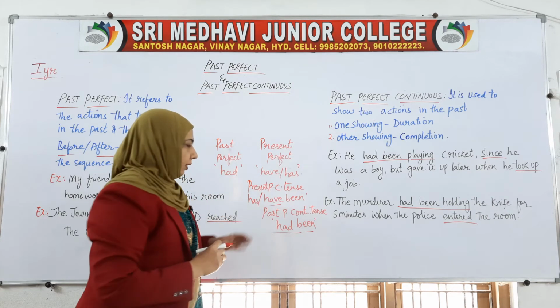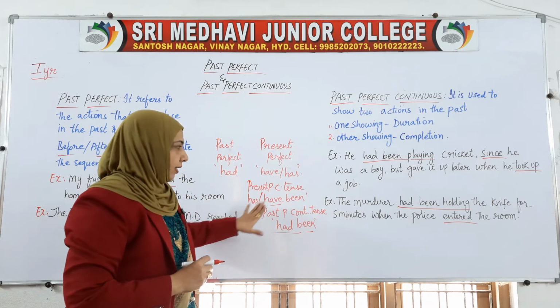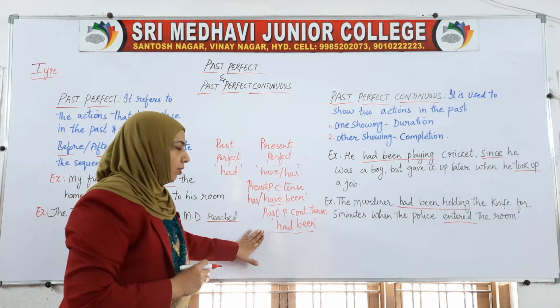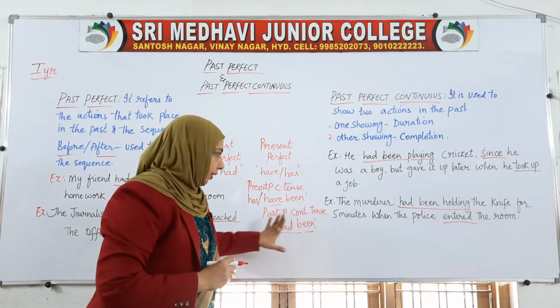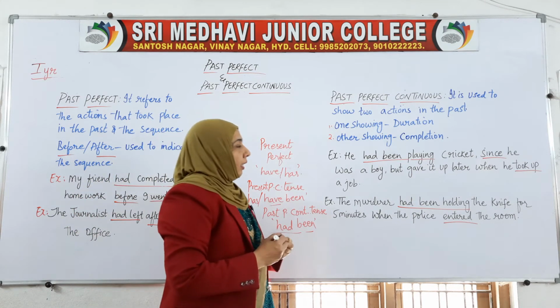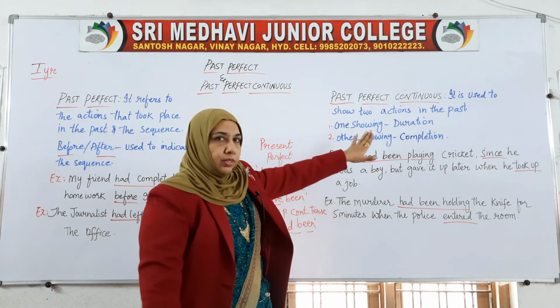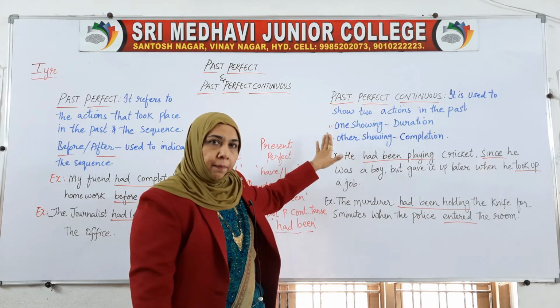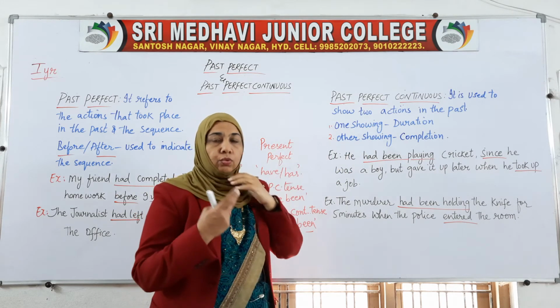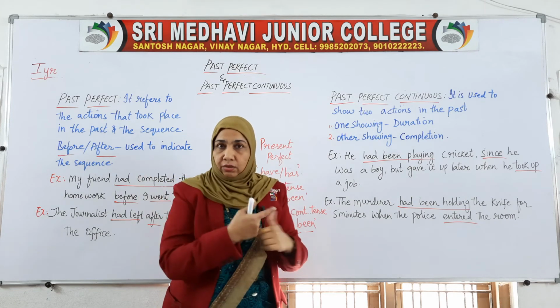In the present perfect continuous tense, we have to use has or have been. Here, in the past perfect continuous tense, we have to use had been. It is used to show two actions, two actions in the past. Here is the relation of the actions.